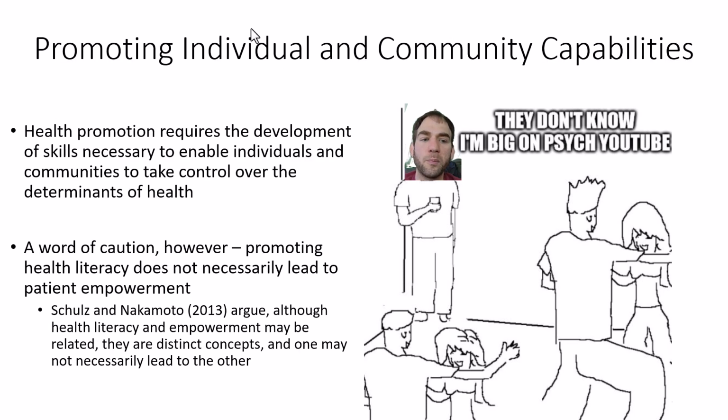Promoting individual and community capabilities. Health promotion requires the development of skills necessary to enable individuals and communities to take control over the determinants of health. A word of caution, however, some authors argue. Promoting health literacy does not necessarily lead to patient empowerment. Schultz and Nakamoto in 2013 argued that although health literacy and empowerment may be related, they are distinct concepts, and one may not necessarily lead to the other.